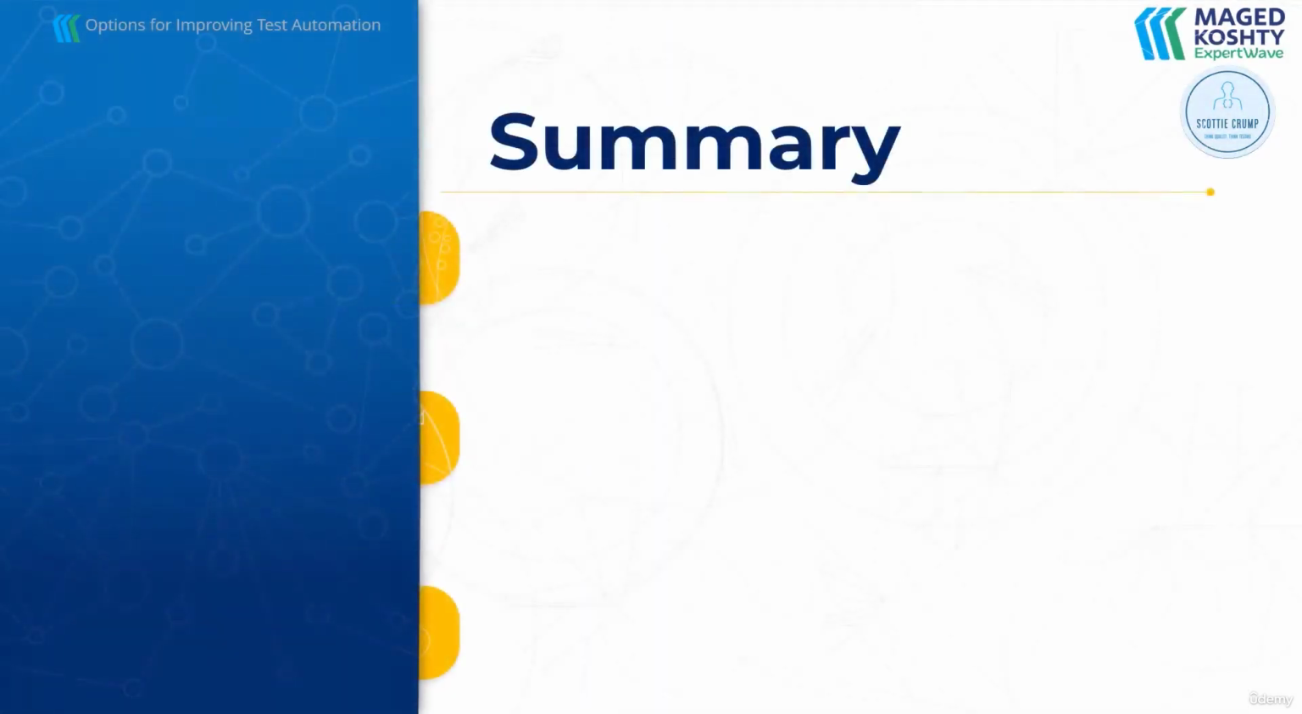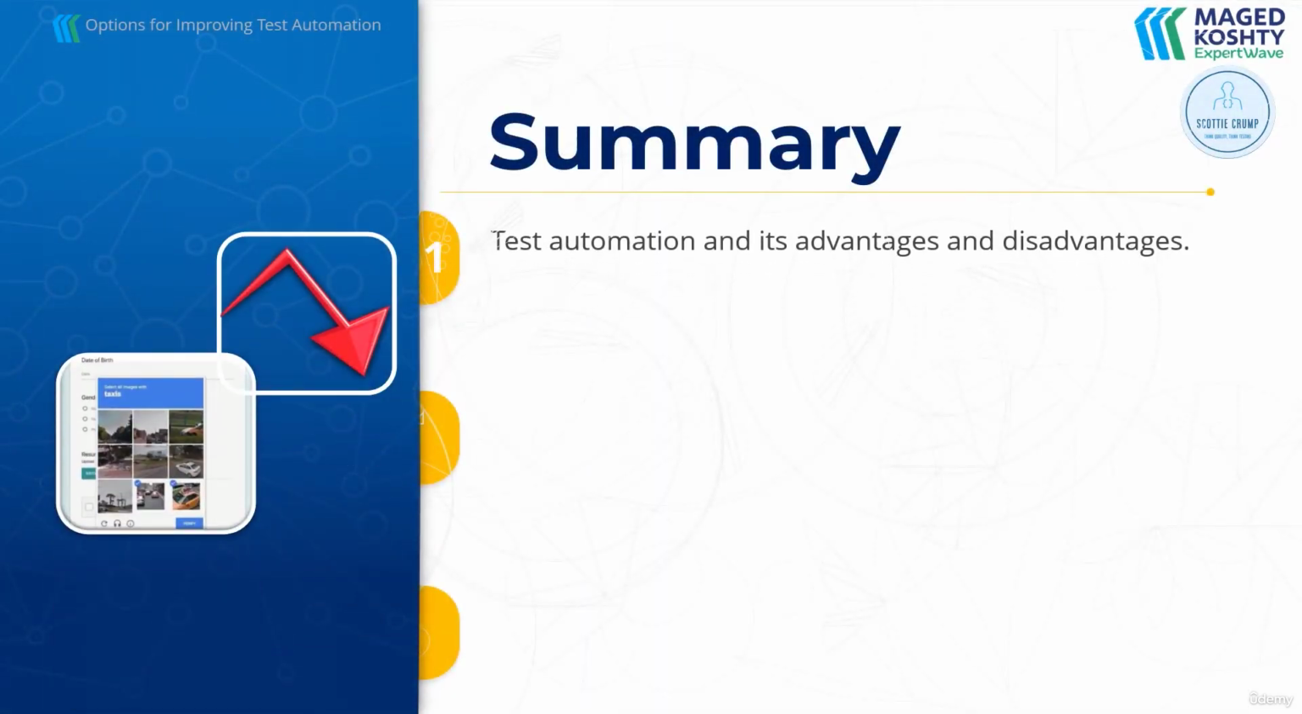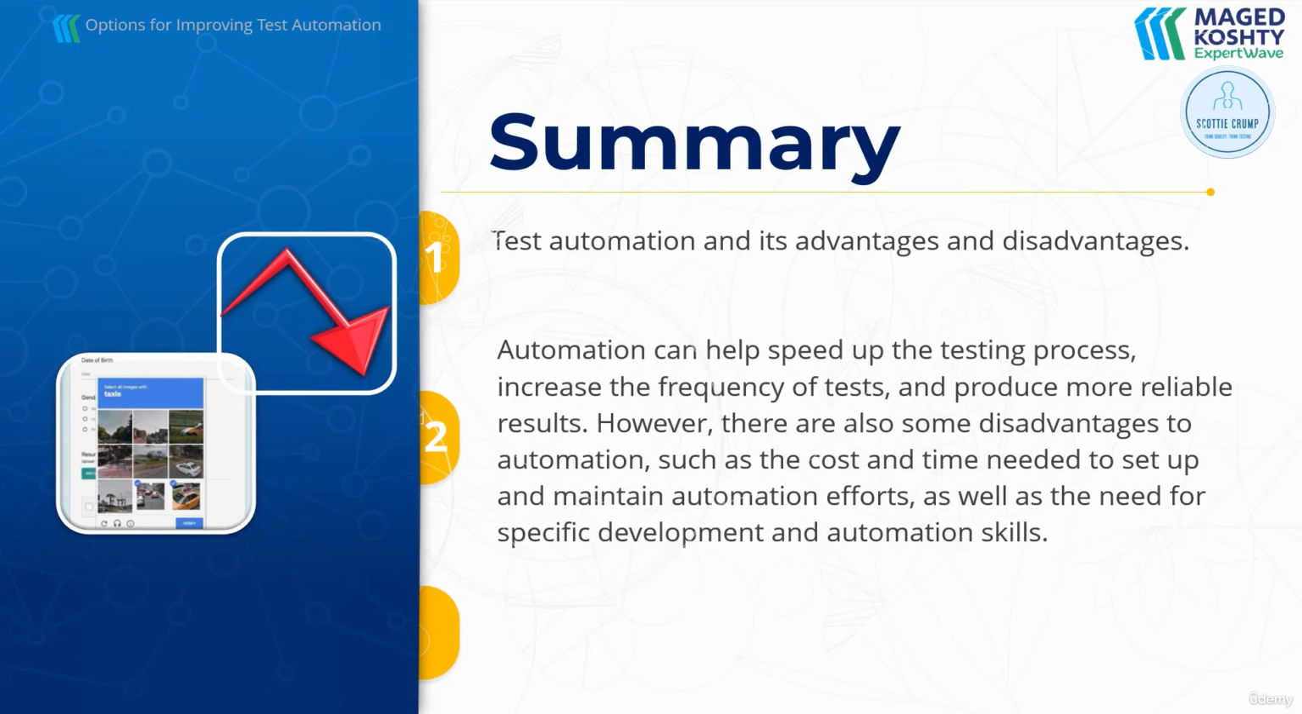To summarize, we gained an introduction to the test automation and its advantages and disadvantages. Automation can help speed up the testing process, increase frequency of tests, and produce more reliable results. However, there are also some disadvantages to automation, such as the cost and time needed to set up and maintain automation efforts, as well as the need for specific development and automation skills.